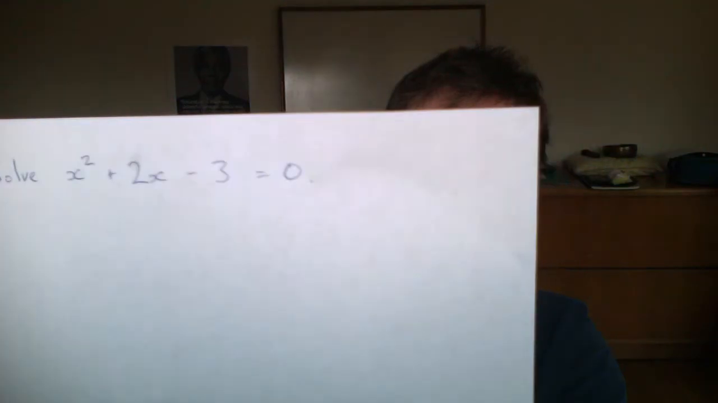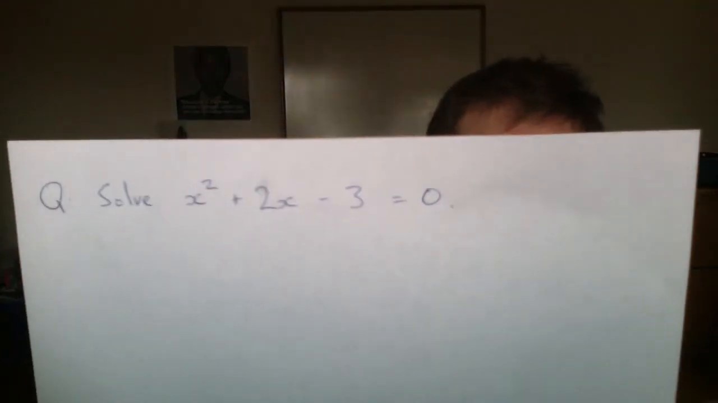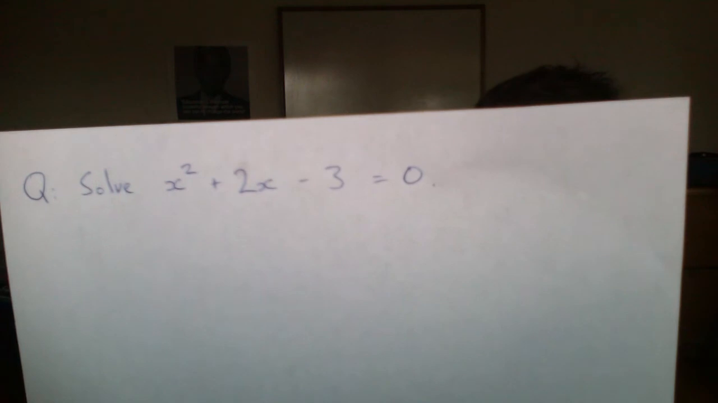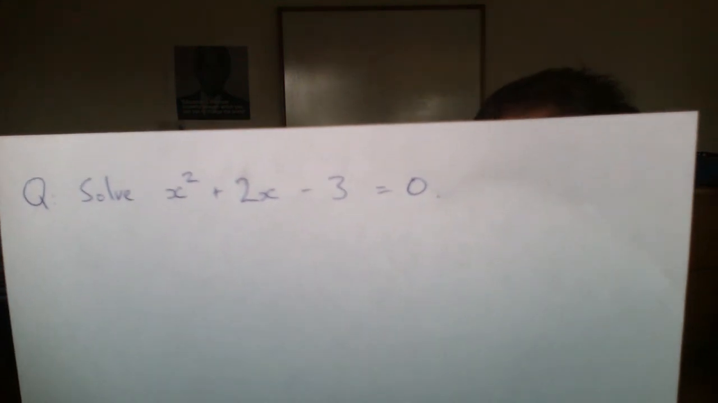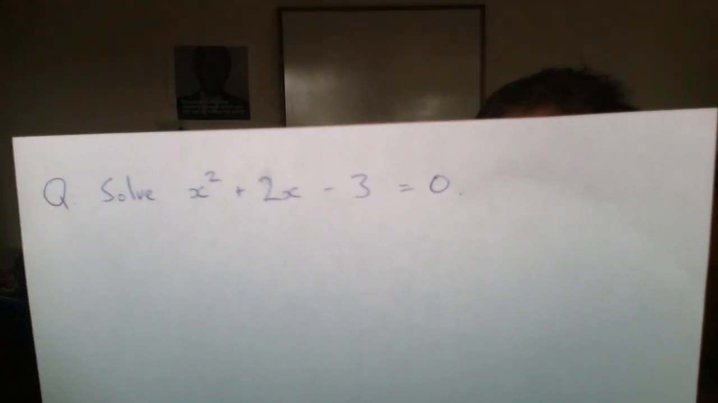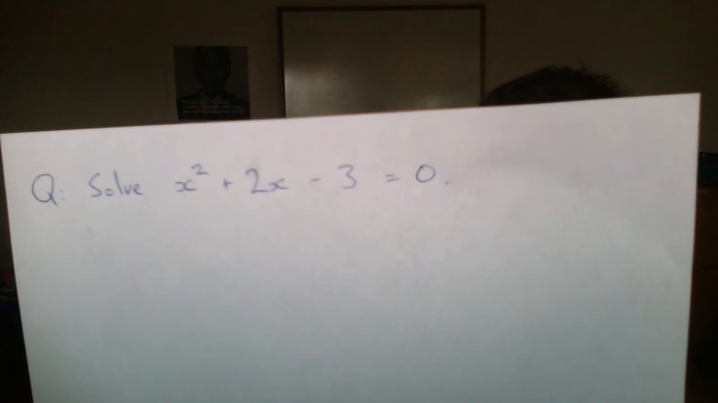I've got here a question. It's the sort of question that we might see in school mathematics. Do you see it? It says solve x squared plus 2x minus 3 equals 0. There's this equation. It's a quadratic equation, and we are being asked to find out what is x.